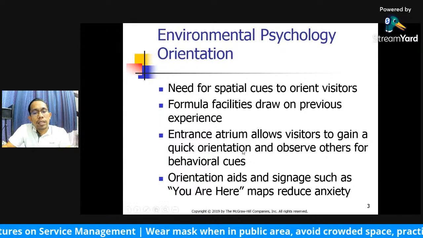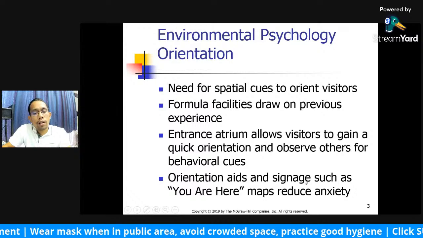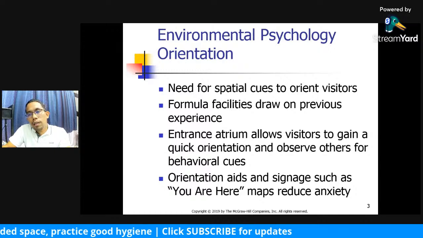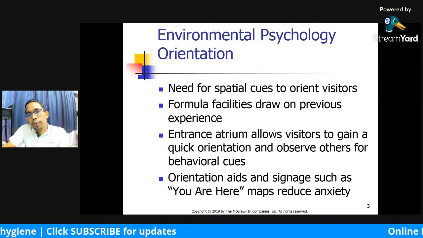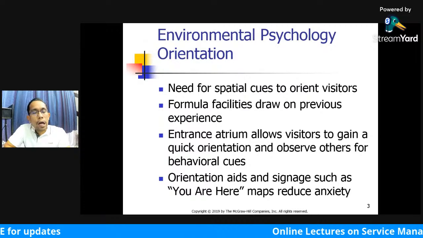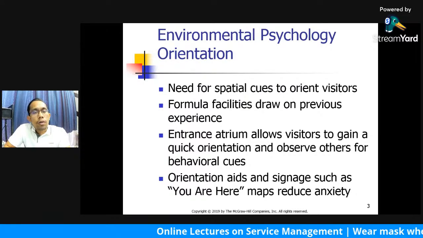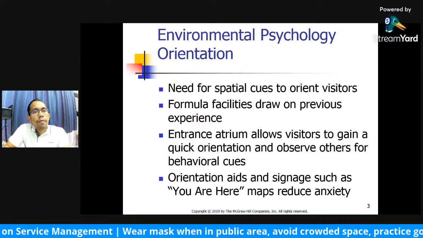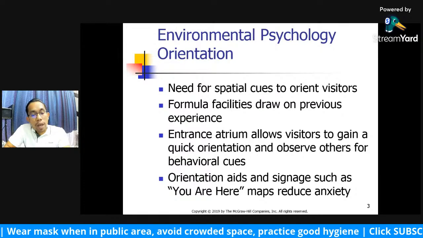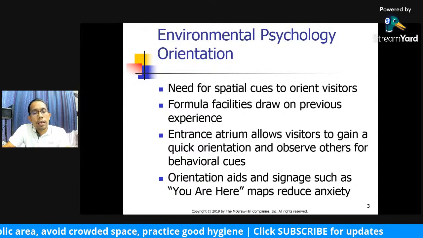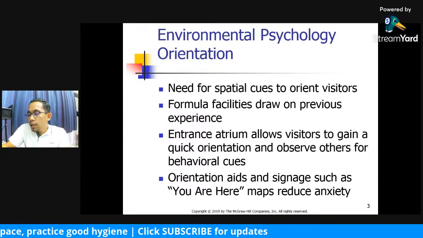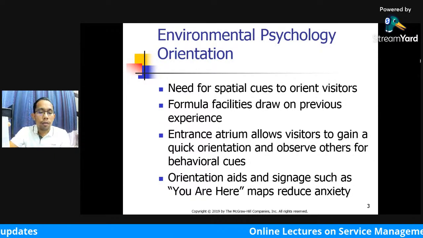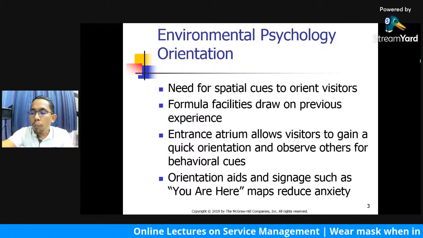Orientation, such as 'you are here' signs, names, next video, events. Because when you enter, for example, a barber shop, if you don't have an idea how the barber shop should be, it would be quite strange for you, and you may not be happy along the way. It is very important to guide and bring your customer to something that makes them happy.